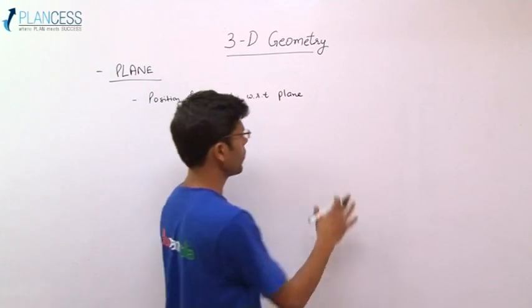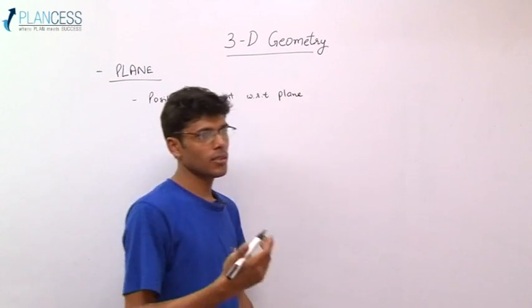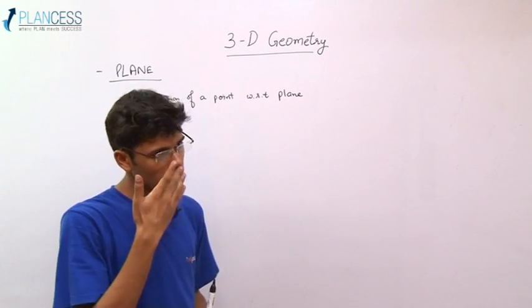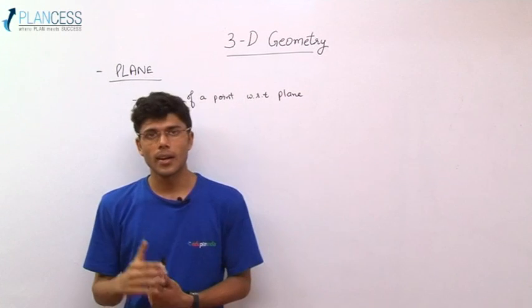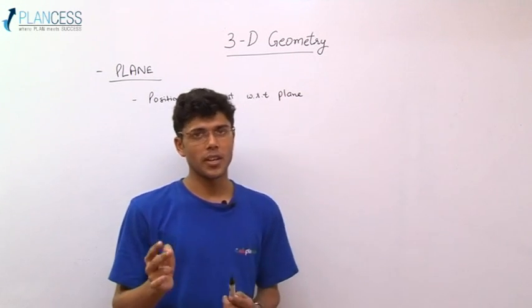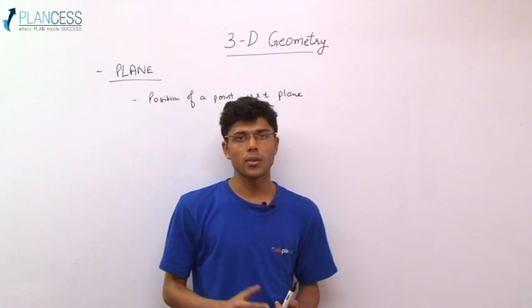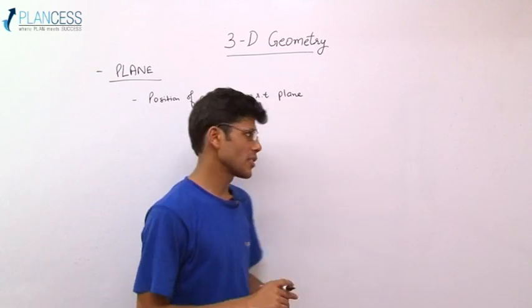So say we have a point P and we want to find on which side the point P lies on the plane. So basically the position of a point is dealt with respect to 2 points. We have 2 points, say P and Q, and we have a plane. So we want to find whether points P and Q lie on the same side of the plane or on the opposite sides of the plane.